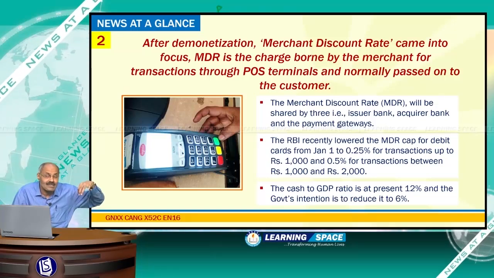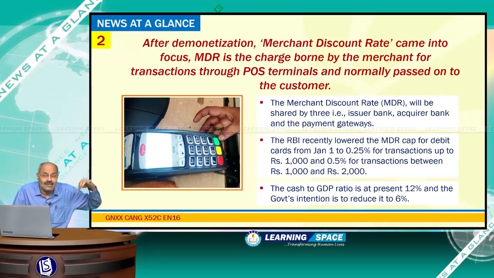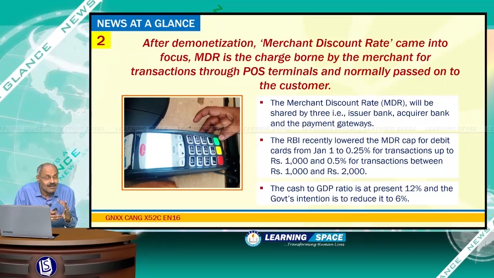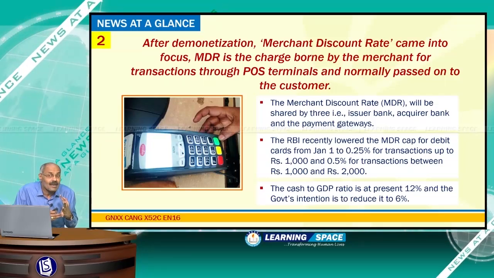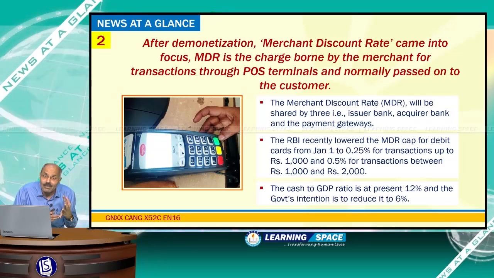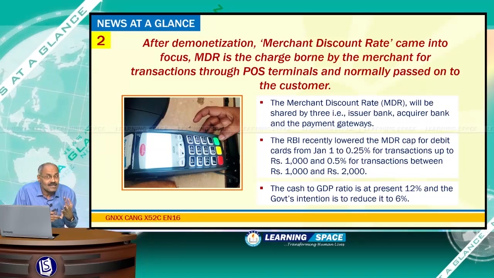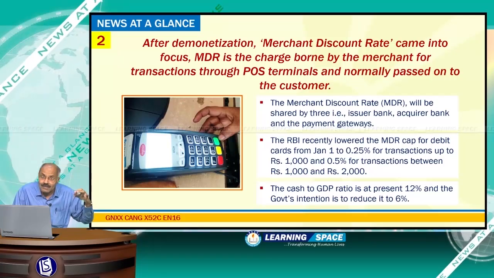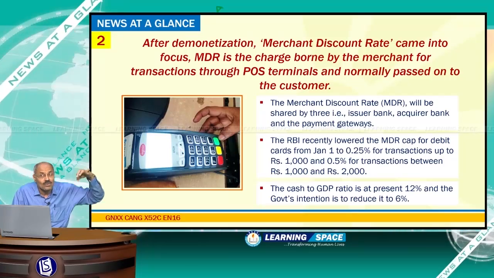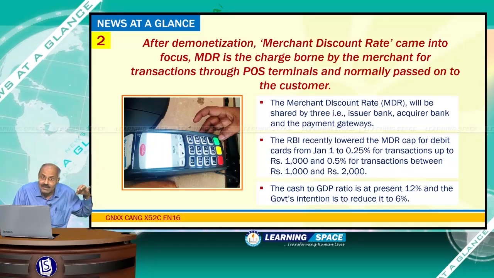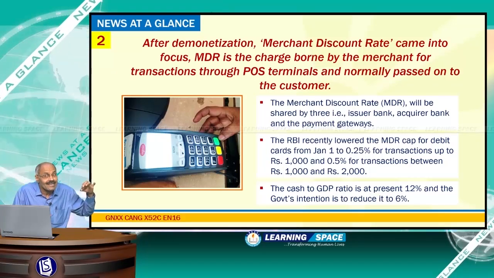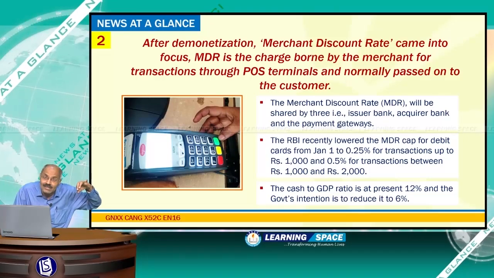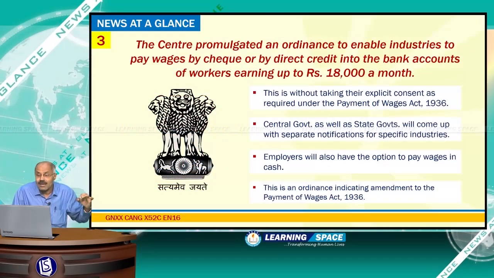And this merchant discount rate is shared by three parties. One is the issuer bank, the second is the acquirer bank, and the third is payment gateways like Visa, MasterCard, RuPay, etc. Another important aspect is that the cash to GDP ratio in our country is at present 12%, and the government's intention is to reduce it to half, or you can say 6%. Look at the third one.